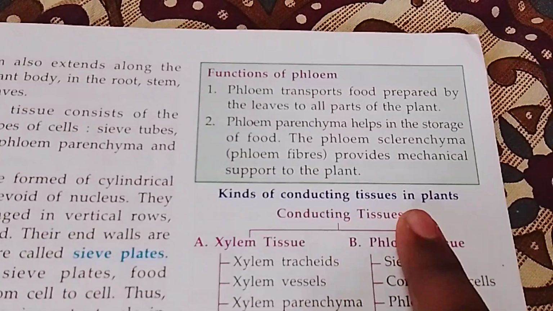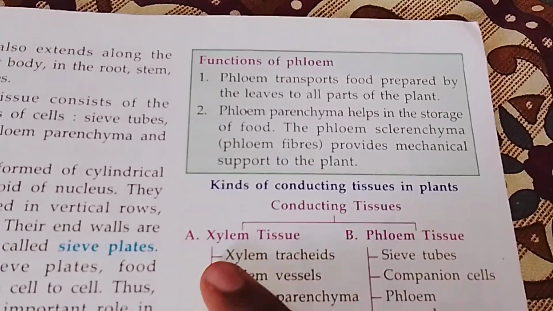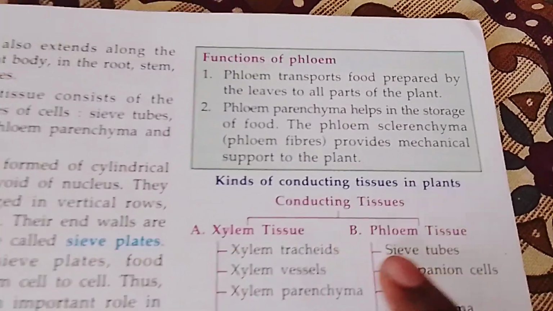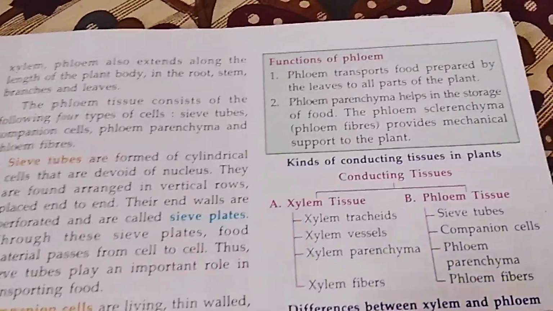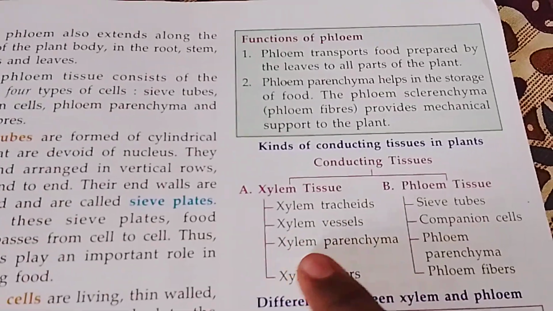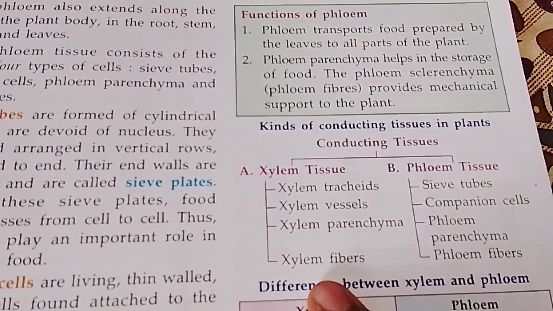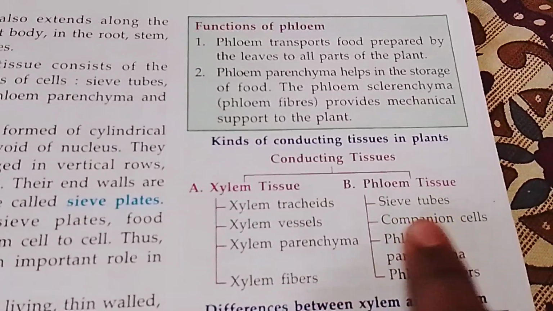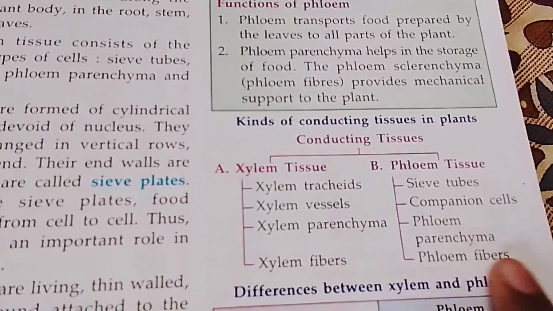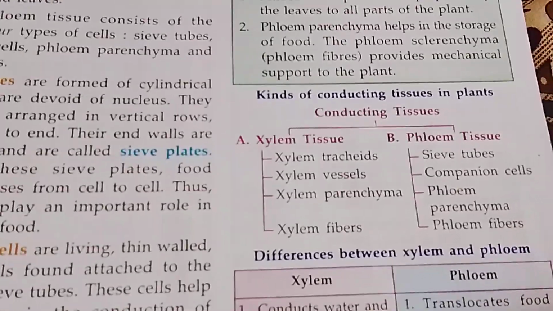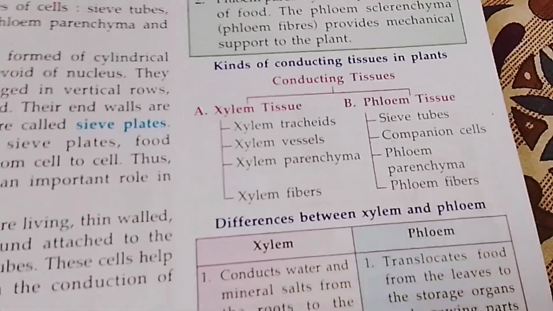Kinds of conducting tissue in plants. Conducting tissue: xylem tissue and phloem tissue. Xylem tissue: xylem tracheids, xylem vessels, xylem parenchyma, xylem fibers. Phloem tissue: sieve tubes, companion cells, phloem parenchyma, phloem fibers.